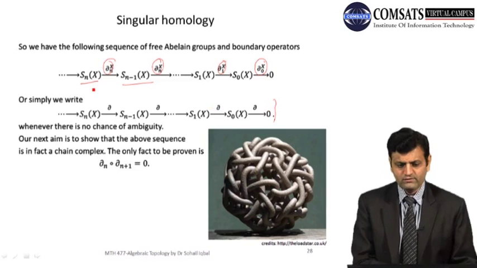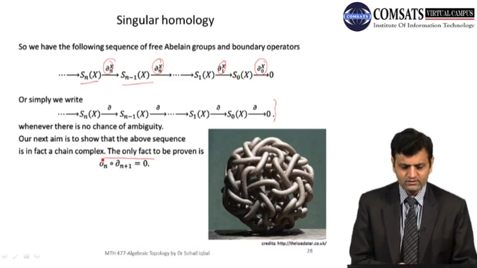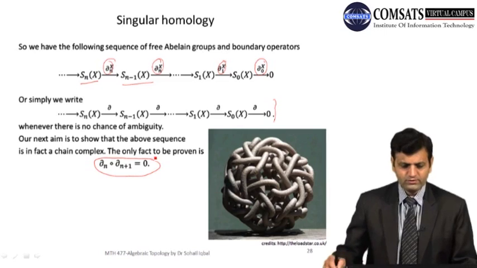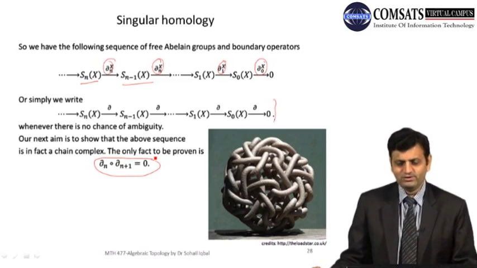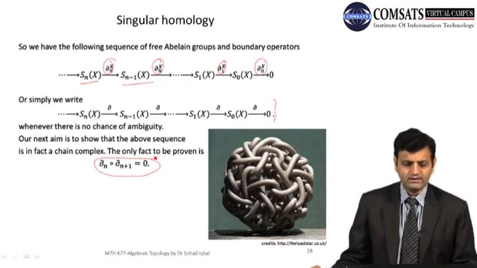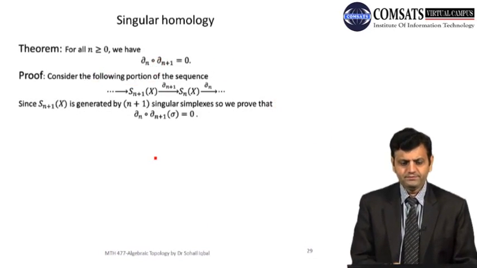This is a sequence of free abelian groups with these boundary maps which are homomorphisms, so the only thing that needs to be checked is this condition. That's what we are going to do next, to see whether this is a chain complex, and of course what we are expecting is that it should be a chain complex. Then we will be able to define homology from here, and that will be called singular homology. So that's our next result.